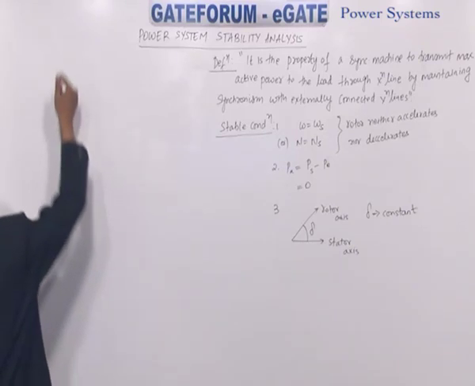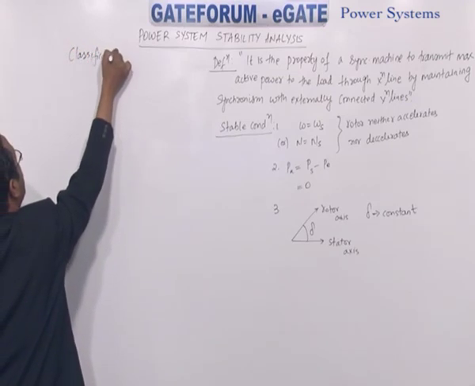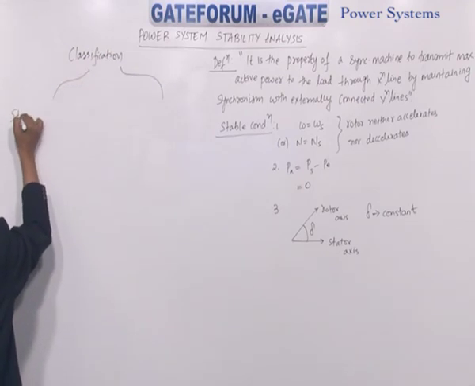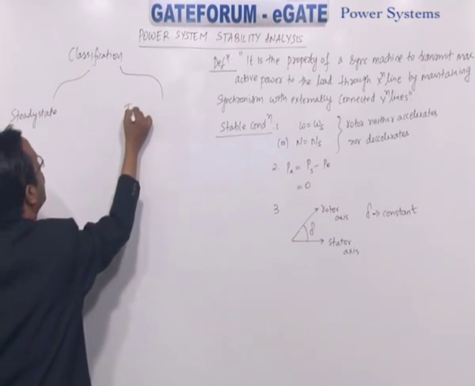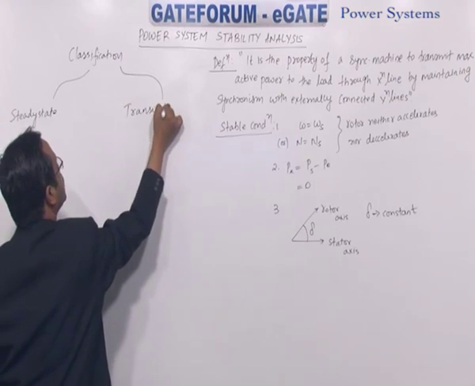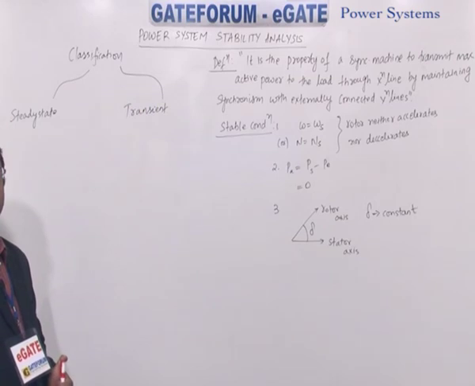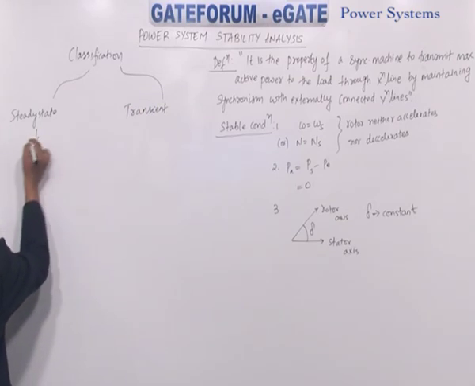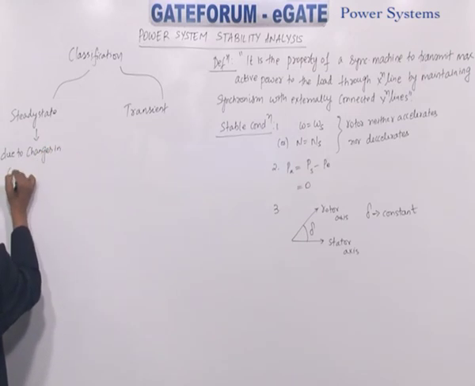Now we check the classification of power system stability. There are two classifications. First one is the steady state stability and other one is transient stability. So what is the steady state stability? Why does it occur? Due to the changes in consumer load.